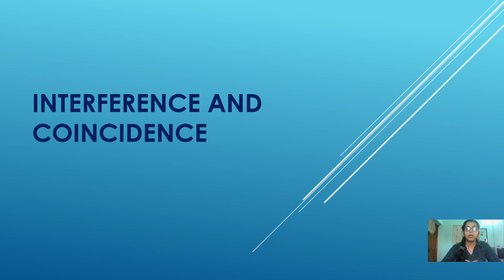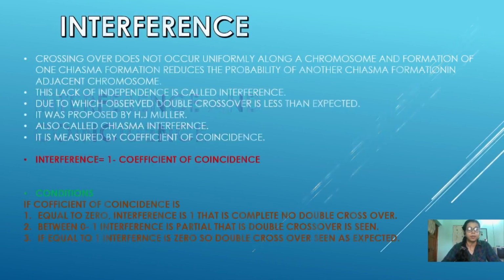Okay, we have already discussed how to calculate the gene map, that is gene order and gene distance, as well as how to calculate double crossover and single crossover. We have already seen that in the last part of the video. If you have not watched that part, I do recommend watching it, and then you can watch this video for better clarity. Let's start. Before that, let's understand what is interference.